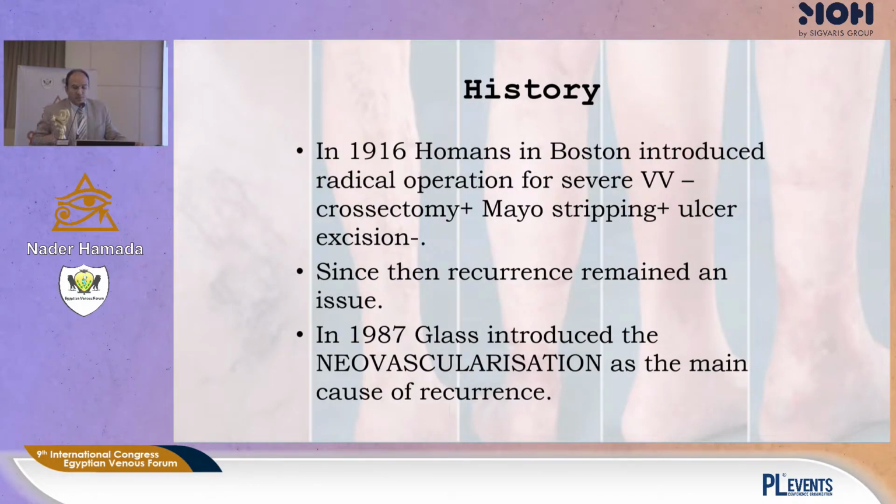In 1916, Homans in Boston started the radical operation for severe varicose veins with venous ulcer, including crossectomy, stripping of the great saphenous vein, and ulcer excision. And since then, recurrence has remained an unsolved issue.